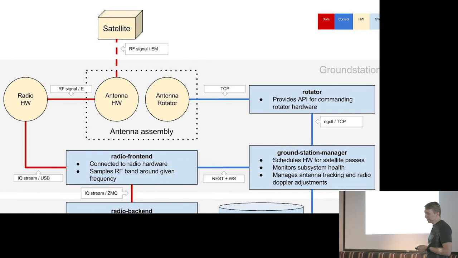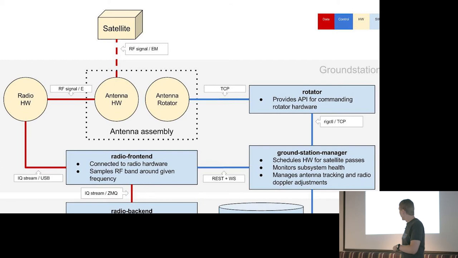Then the ground station manager basically schedules locally what happens. It monitors what happens on the radio and the rotator, and it commands them. The rotator basically turns the antenna according to what the manager says, and the radio basically routes the radio information back and forth and does some modulation things that have been set up in the inventory before.